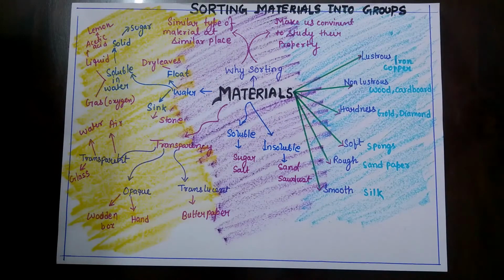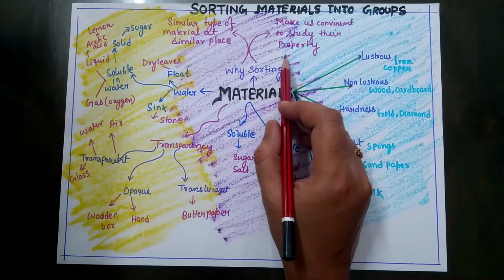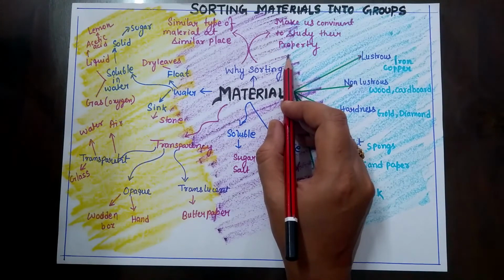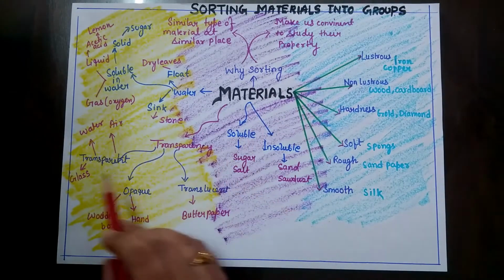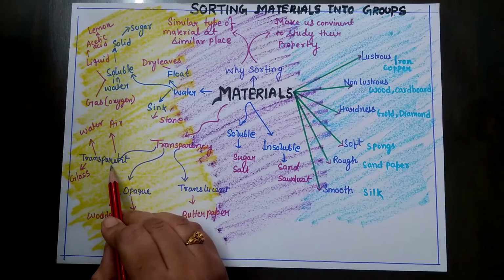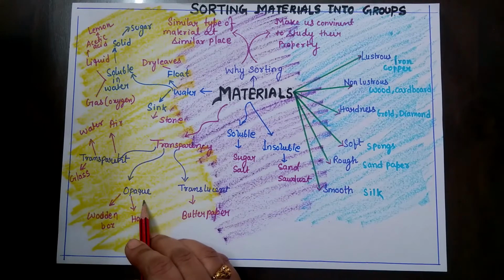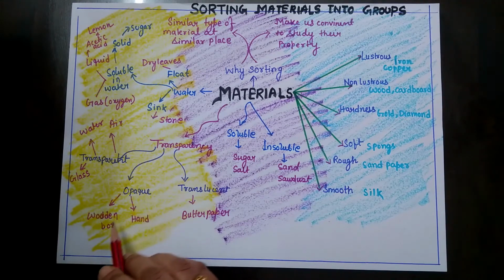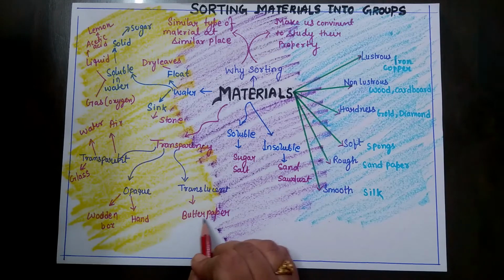So the first question can be: why sorting? The answer will be to keep all the similar types of material at one place, so that it becomes convenient to study about their property. The second question can be: what are the materials that are sorted on the basis of light? The answer can be, it can be transparent, opaque or translucent. Transparent are the materials which pass the entire light through them. Example can be glass. The opaque are the objects which don't allow any light to pass through them. Example can be wooden box and hand. And the third is the translucent object, which allows partial light to pass through it. The example can be butter paper.